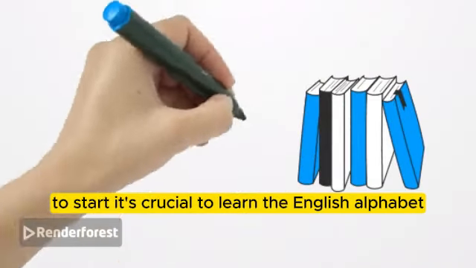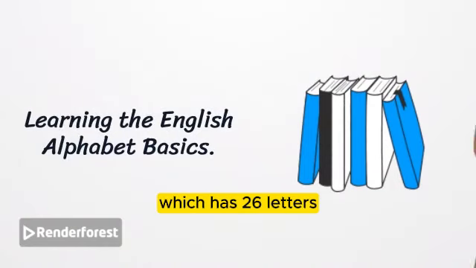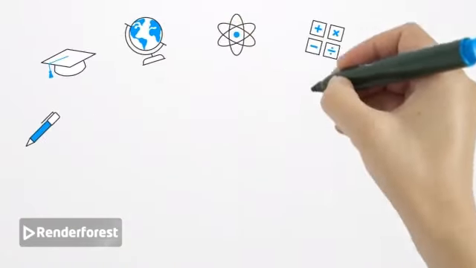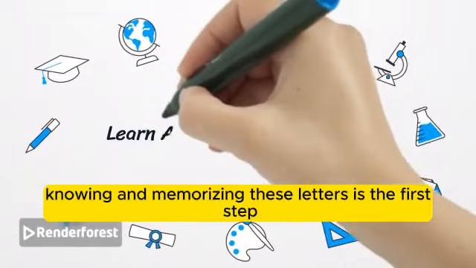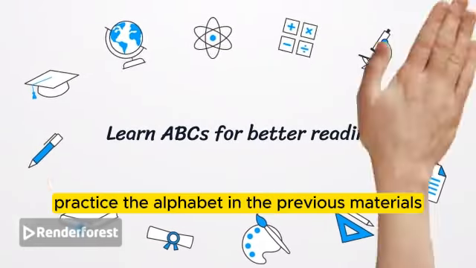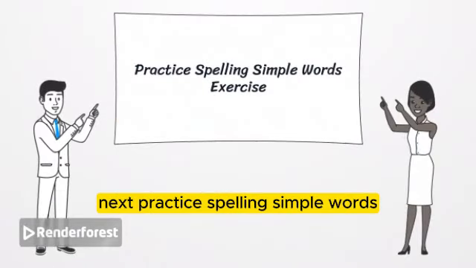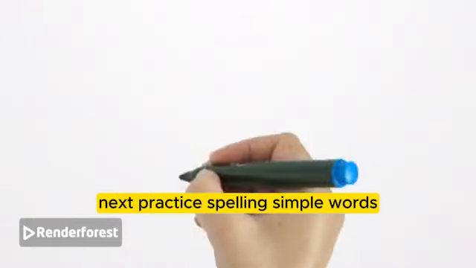To start, it's crucial to learn the English alphabet, which has 26 letters. Knowing and memorizing these letters is the first step. Practice the alphabet in the previous materials. Next, practice spelling simple words.